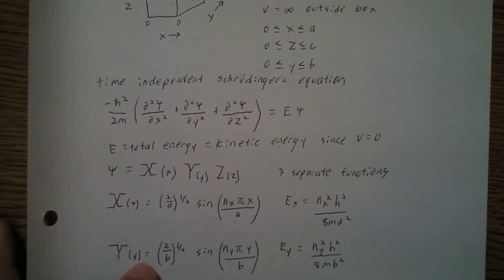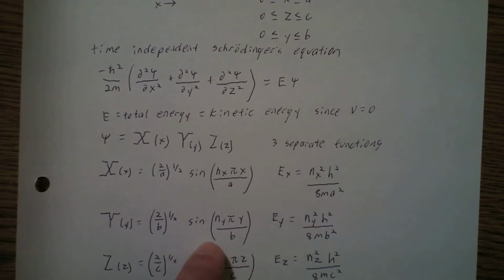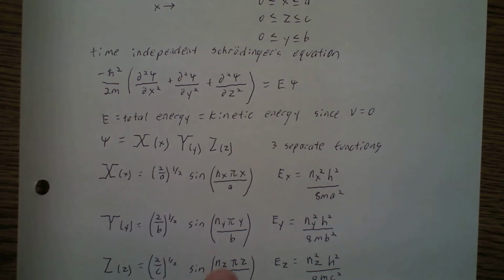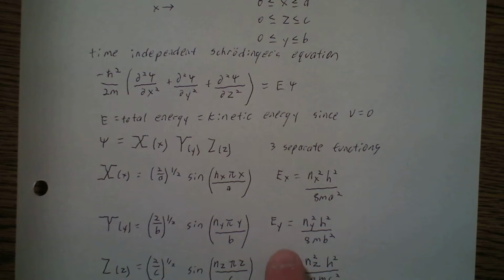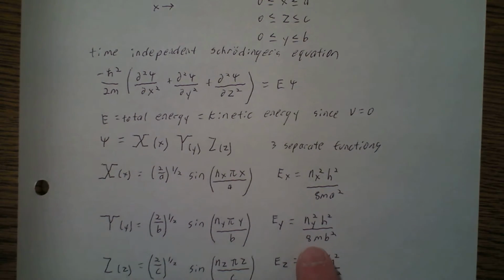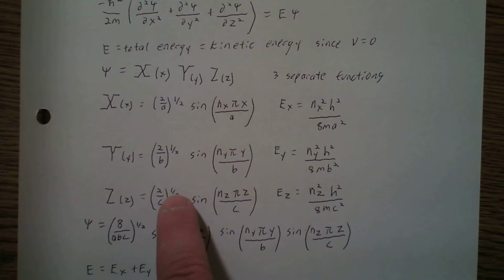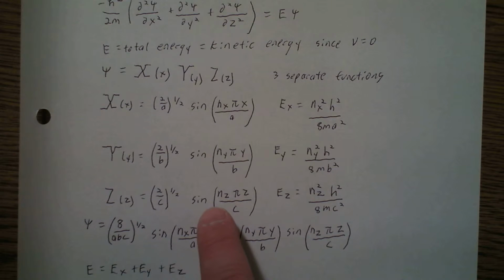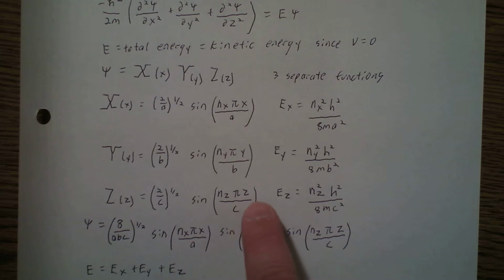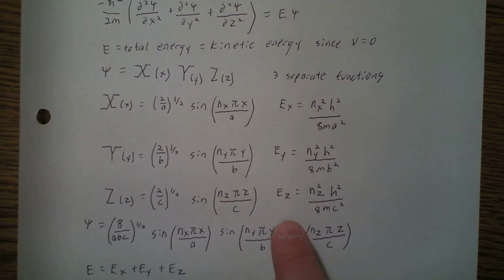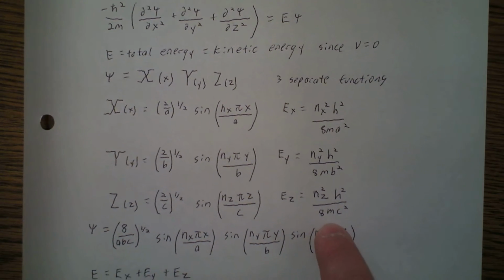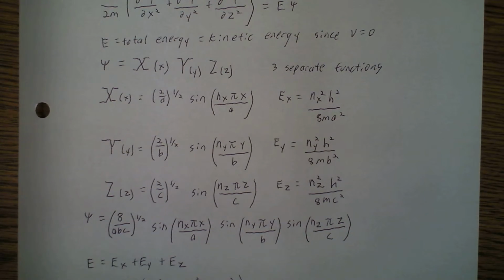It'll be the square root of 2 over b times sine of n for y times pi times y over b. So the energy of y is going to be equal to n for y squared times h squared over 8mb squared. And then the same thing for z. The function for z is going to be equal to the square root of 2 over c times sine of n of z times pi times z over c. So the energy levels for z will be n for z squared times h squared over 8mc squared.